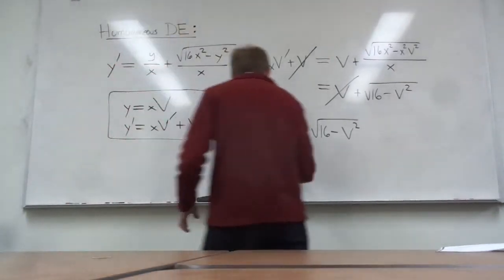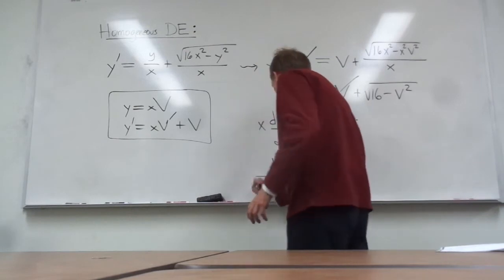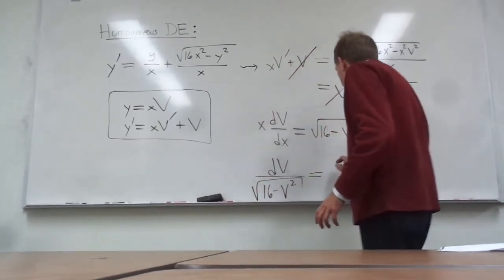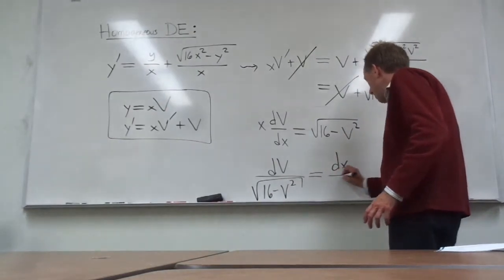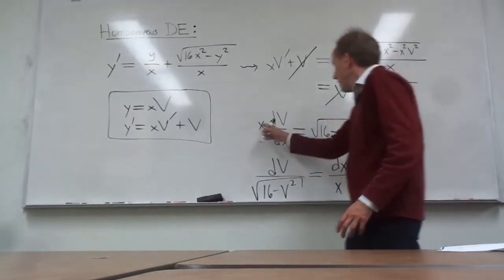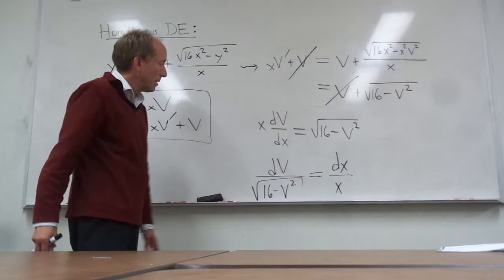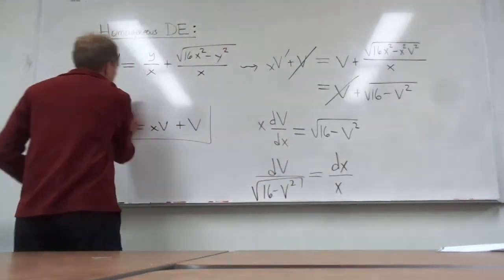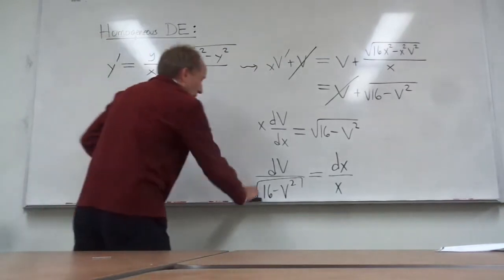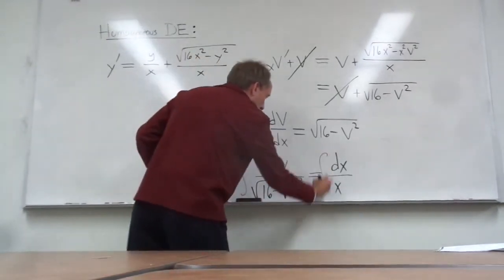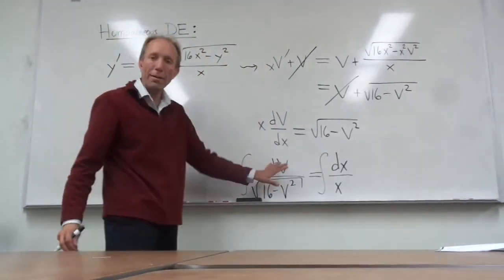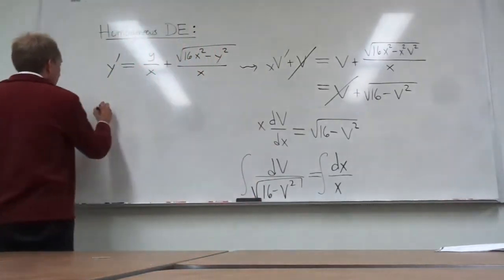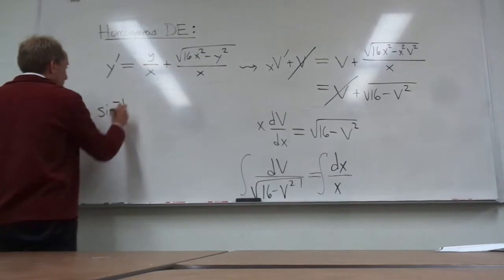Okay? So let's separate it. I'm going to divide by the square root of 16 minus v squared. And I have to throw the dx to the other side and divide by the x that was on the top there. So we've got the v's and the x's totally separated now. Okay? So we just have to integrate both sides. The one on the left is actually kind of a standard integral. It would be in any table of integrals that you would have.